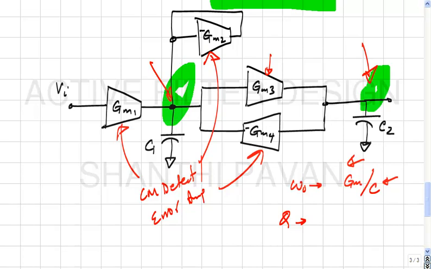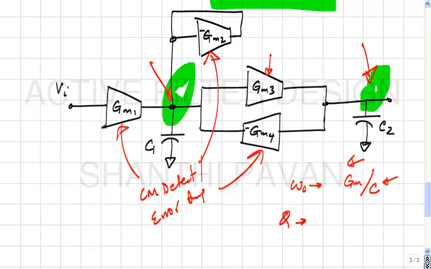Imagine yourself in a lab. Somebody gave you this GmC filter which is supposed to have some bandedge frequency. Then you measure the characteristic and you say, oh my god, the frequency is totally off. Somebody told me it is going to be a 1 megahertz bandedge 5th order Chebyshev. This looks like 5th order Chebyshev, right? But the bandedge is 4 megahertz.